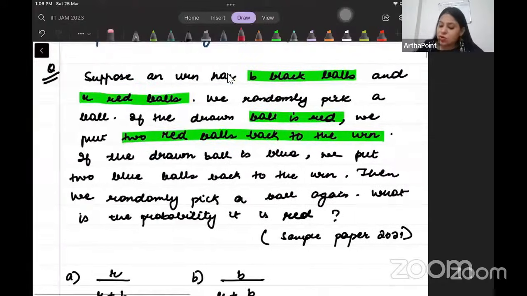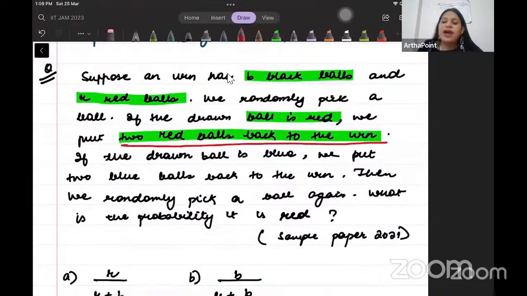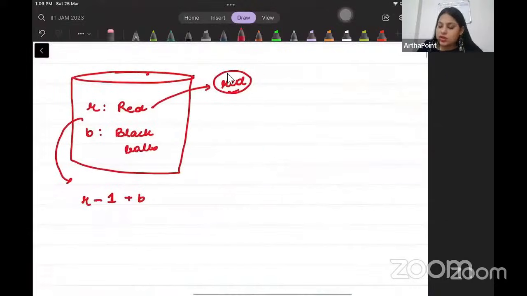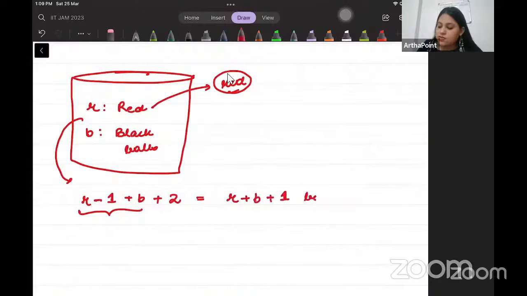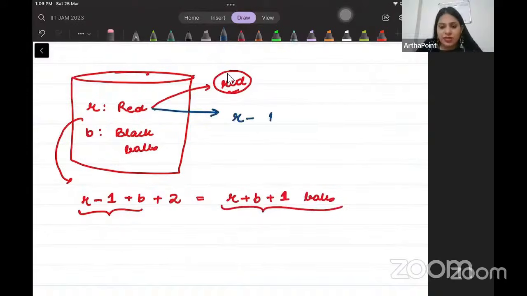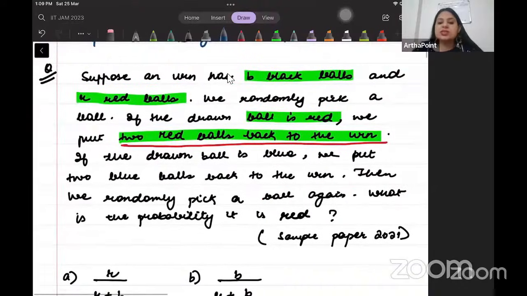But then it says that what you do is you put 2 red balls back to the urn. So the moment you do this much, you add back 2 red balls, right? So what are the total number of balls that you now have? You have R plus B plus 1 balls, right? And how many red balls do you have? So you had R red balls, you picked up 1 red ball, and then you put back 2 red balls. So you have R plus 1 red balls. This is what the first sentence says.